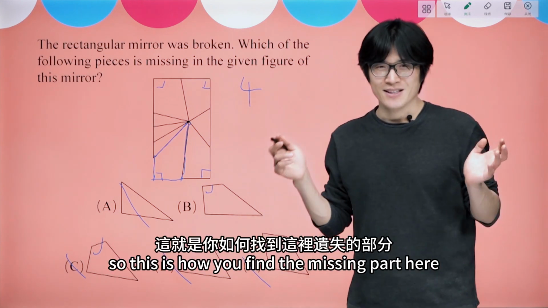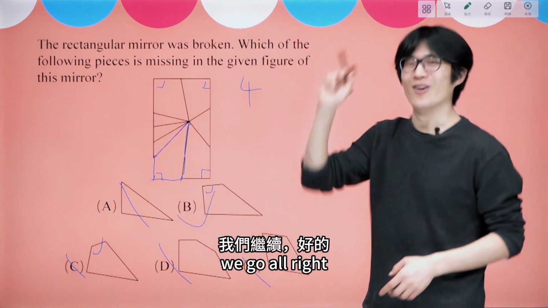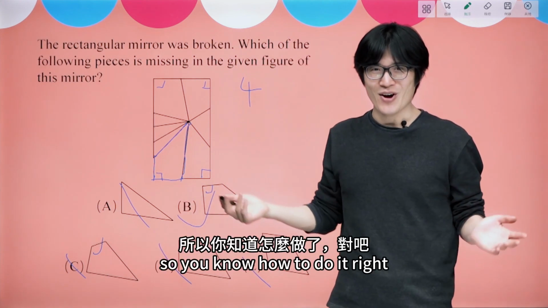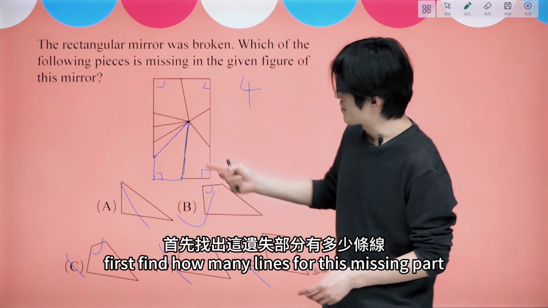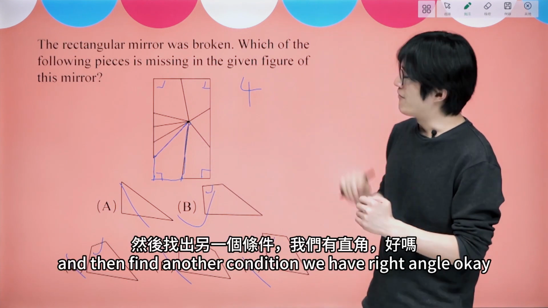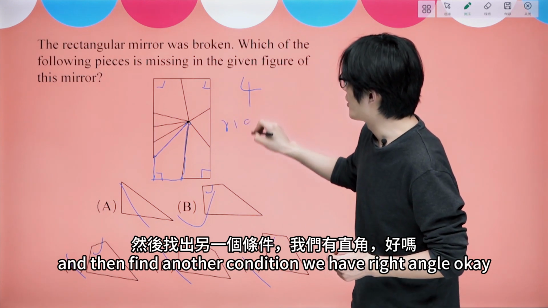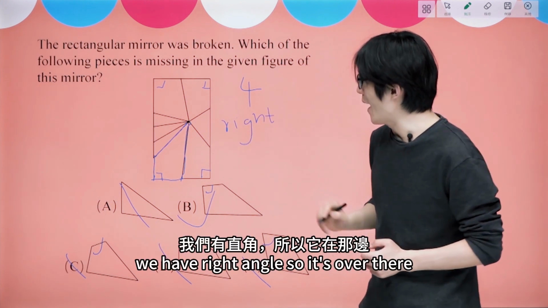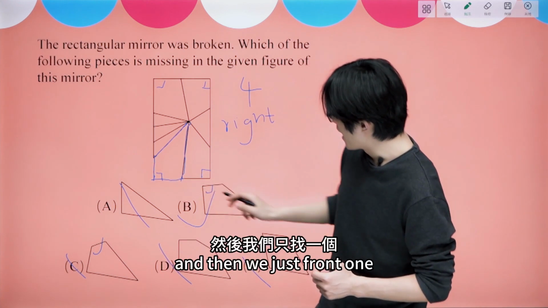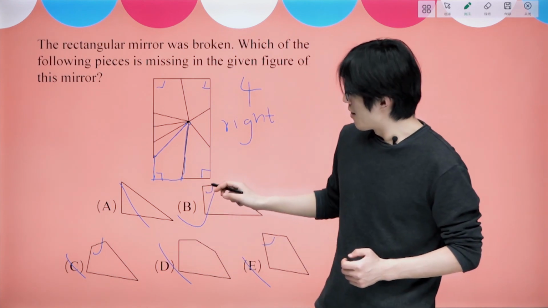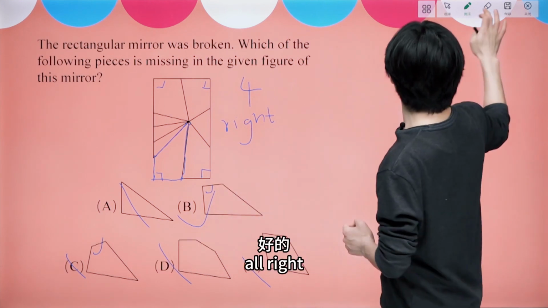So this is how you find the missing part. Here we go. All right. So you know how to do it, right? First, find how many lines for this missing part. And then find another condition. We have right angle, okay? We have right angle. So it's over there. So it's up there. And then we just find one that meets the condition. That's B, okay? All right.